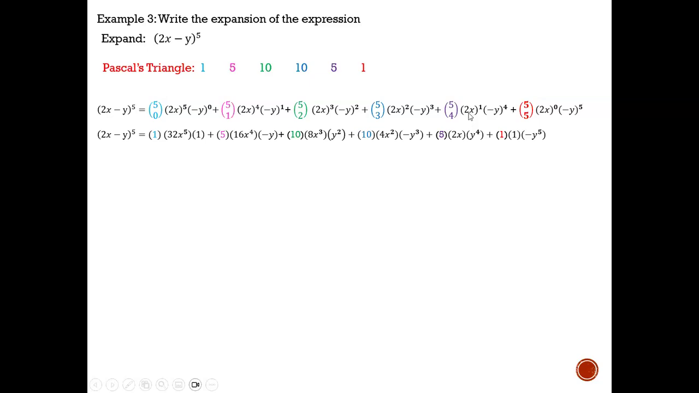Here I have 5. 2x to the first is 2x. Negative y to the fourth is a positive. And then over here I have 1. 2x to the 0 is 1. And negative to the fifth power is a negative y to the fifth.